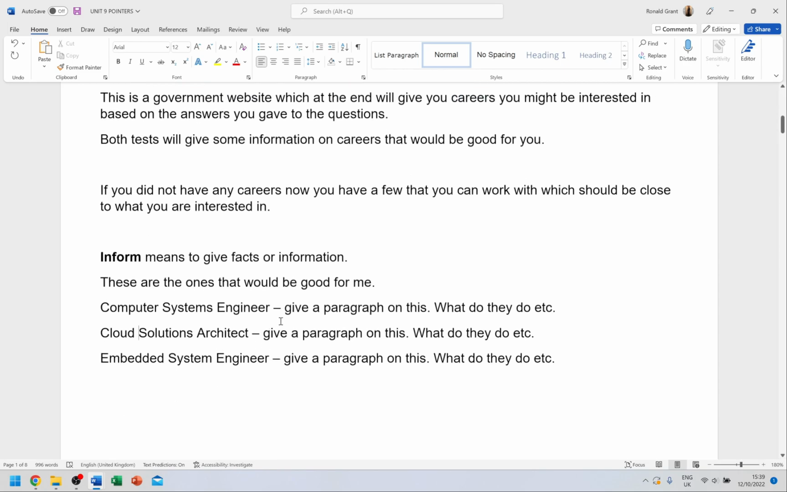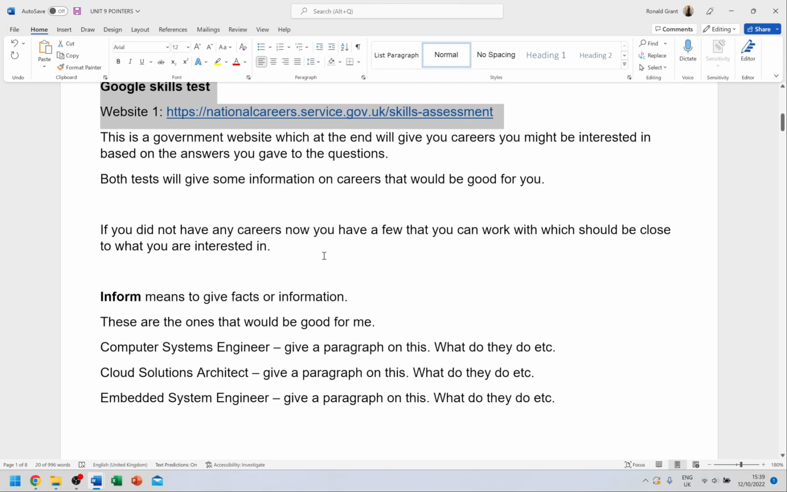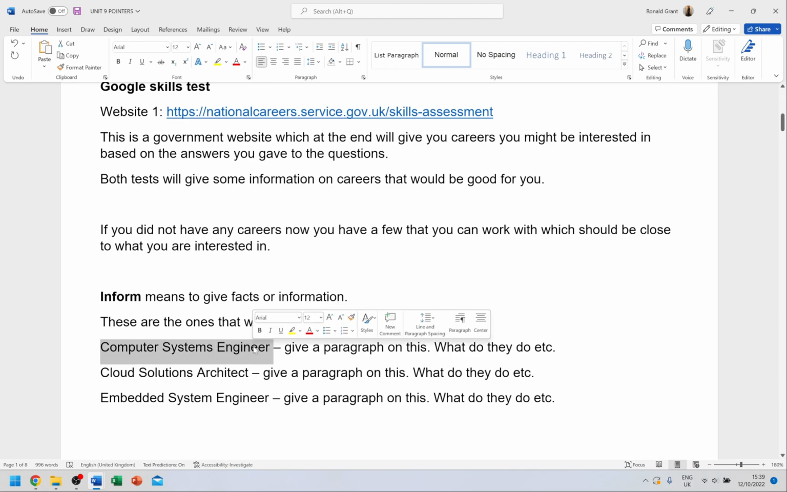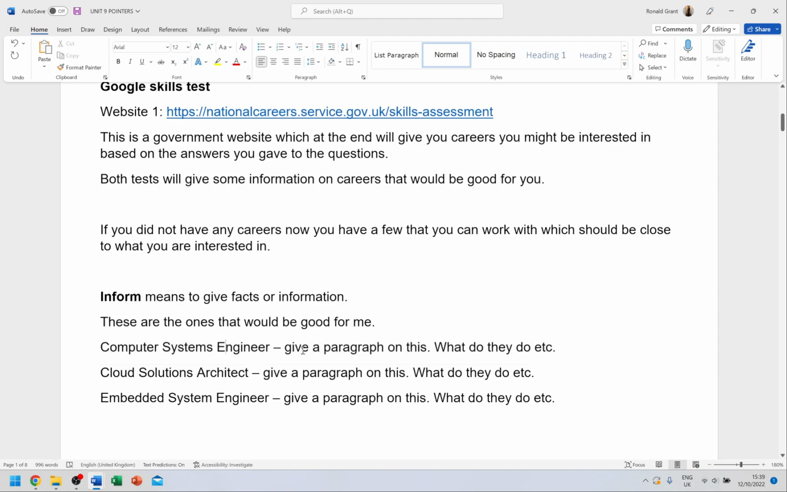So after you've decided, from either the skills test or the personality test, you've gotten some job roles that you think, oh, that could work for me, or that won't work for me. Think of whatever job roles in engineering you think would be good for you. What you're going to do is state the job role and give a paragraph on it. What does that person do? What skills do they need to have? Whatever you think is relevant. The coursework needs you to give some information about that job role.